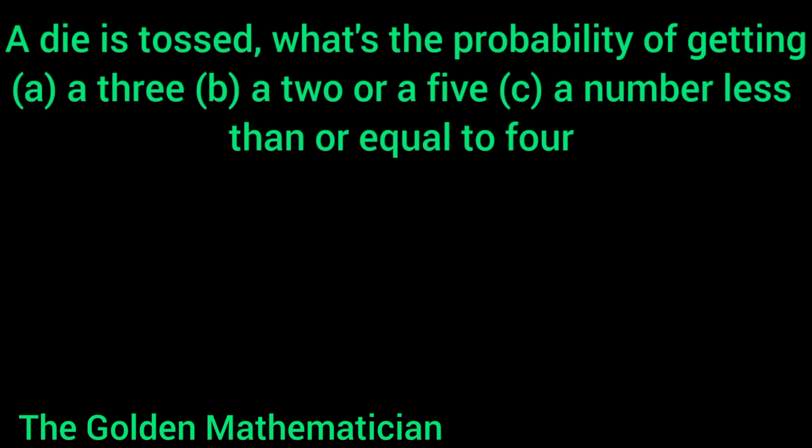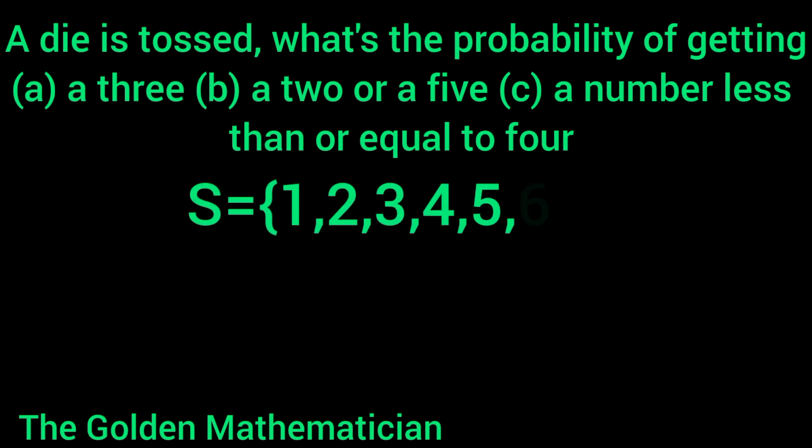Let's solve an example. A die is tossed. What is the probability of getting A, a 3, B, a 2 or a 5, C, a number that is less than or equal to 4? My approach to this question will be first to find the sample space. The possible outcomes of tossing a die are 1, 2, 3, 4, 5, 6.